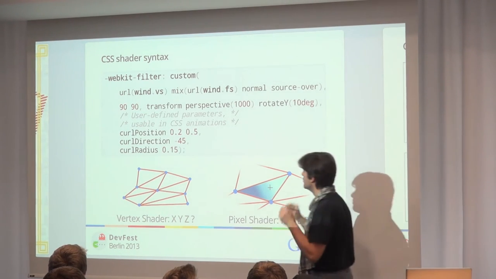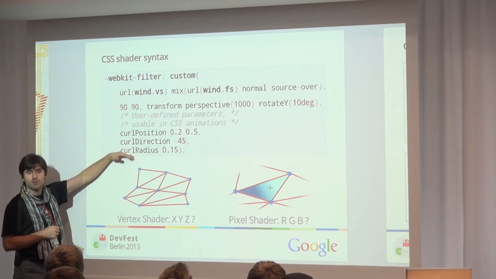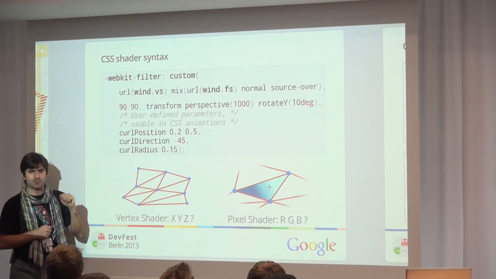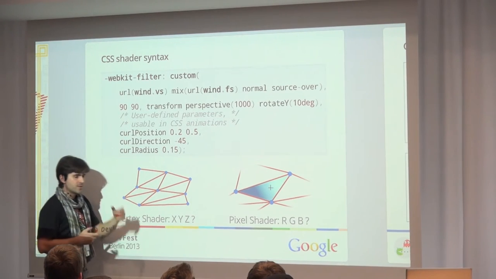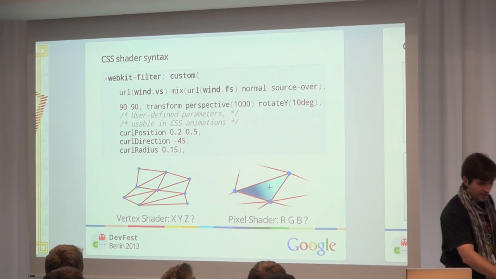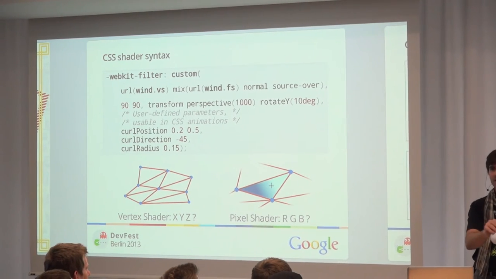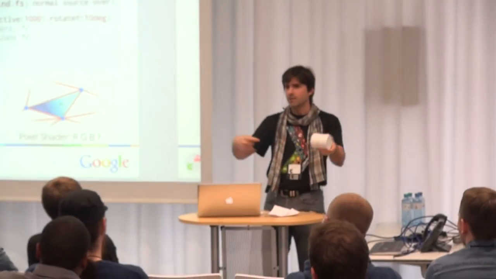And the most interesting part, from there on, you define your own parameters. So here, since I want to curl my page, I'm actually rolling the page up onto a cylinder, like this. So I need to provide an axis for the cylinder. That's a point and a direction and a radius. That's what I did here.